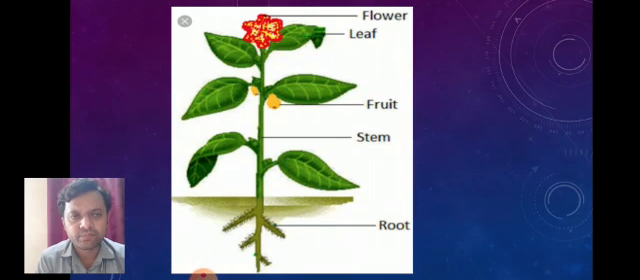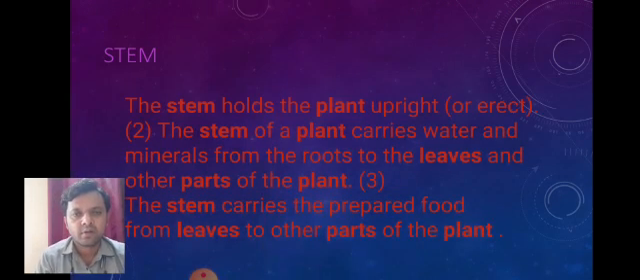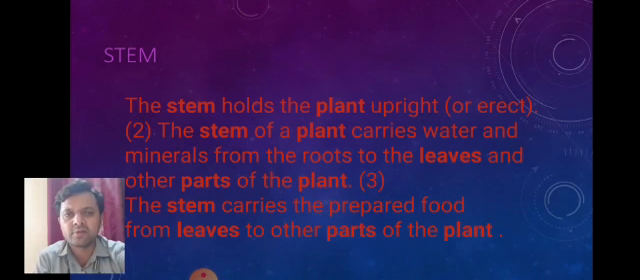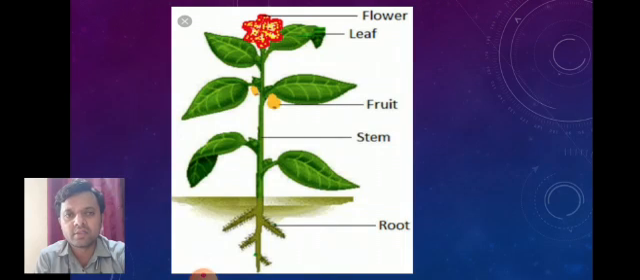See the stem. Now you can imagine this picture in your mind and we'll see what the stem does. So here we'll see stem. The stem holds the plant upright, obviously. Don't you think? Once again I will show you the diagram. The stem holds the plant upright. Yes, obviously. We can see the picture. It is the stem only which is holding the plant straight, which is holding the plant upright.